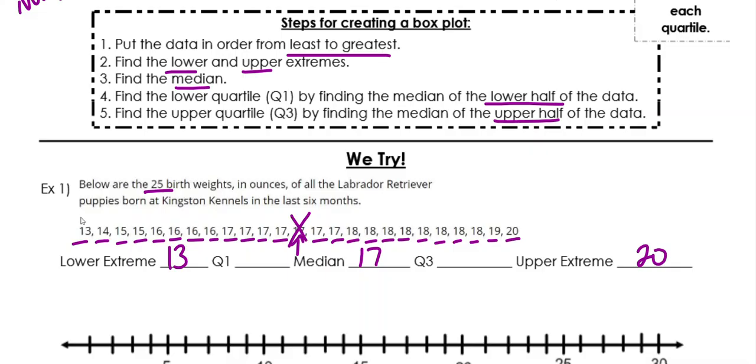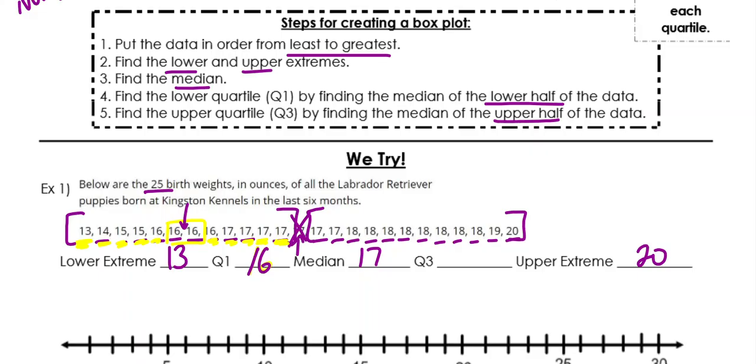I'm going to do that exact same process with the bottom half and with the top half separately. So I'm going to try to find the middle now. Same way I just did it. One number from each side till we get down to the middle. Actually, here we have two middle numbers, but either way, they're both 16. So 16 is my Q1. It's really in between those two 16s, but it's the middle of the bottom half of these numbers.